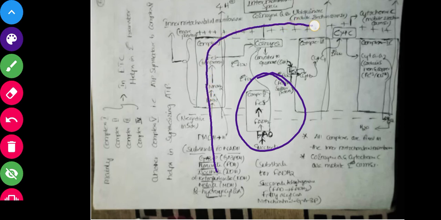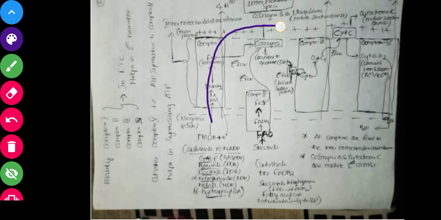Now we will talk about complex 2. See here, complex 1 goes through complex 3 and complex 4. But complex 2 is not touching complex 1, right? The electrons go directly from coenzyme Q to complex 3 and from there to complex 4. So it is missing this step. When we talk about the protons, we will understand what the disadvantage is here.